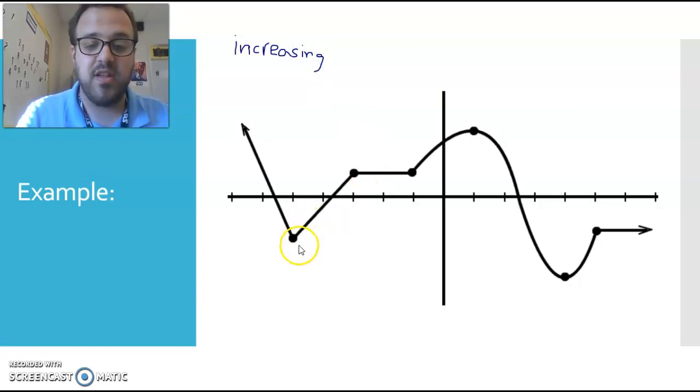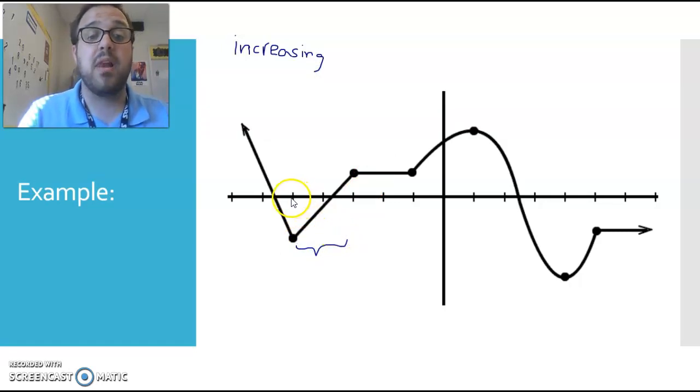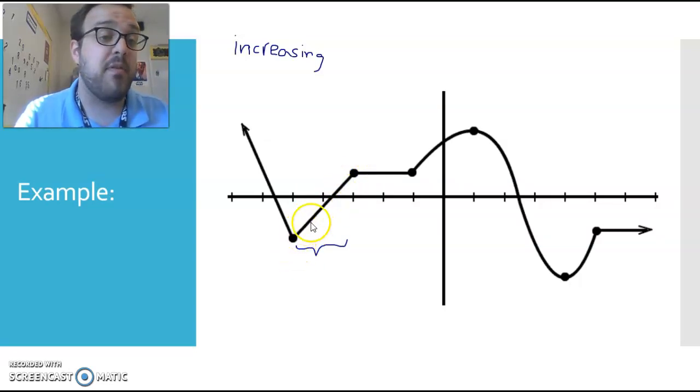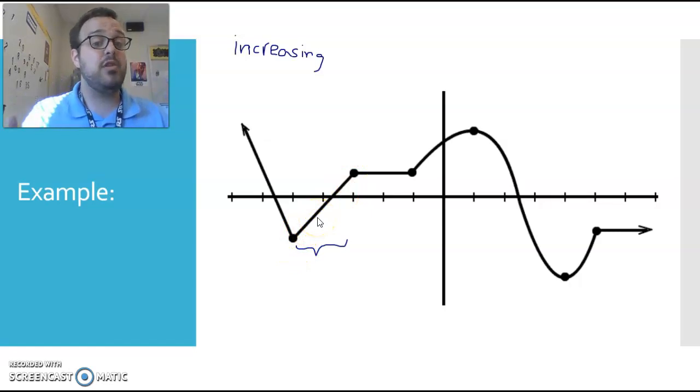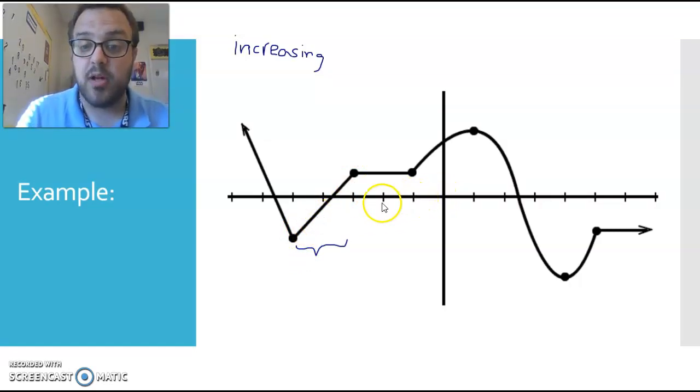So for example, this interval right here is a big example of where we are increasing. If I look from left to right on my x values, my y values are going up over that entire thing, okay? No matter where I look, everything keeps going up the whole way across. So that would be one example of a place where this function is increasing. So if I look here, that's 1, 2, 3, 4, 5. It looks like from -5 to -3, my function is increasing.